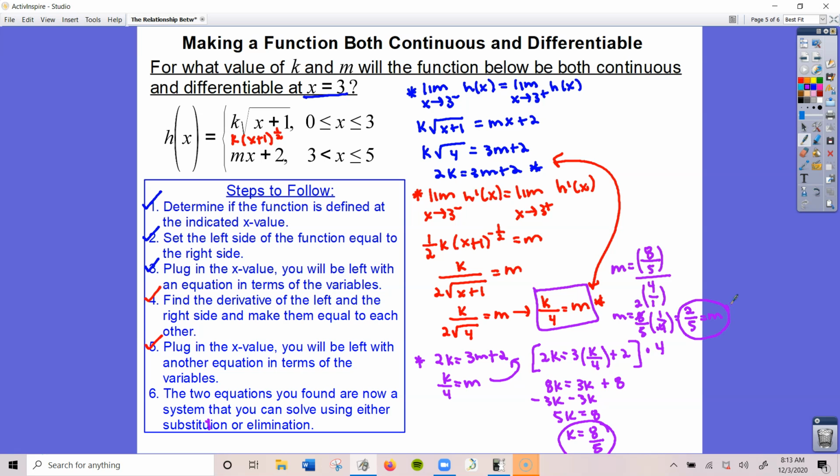Just to summarize this process, we write our limit for continuity, we write the equation, we plug in x. We write the limit for the derivative, write the equations, plug in the x. Put the two equations together to create a system, and then you solve for your variables. Let's try one more.